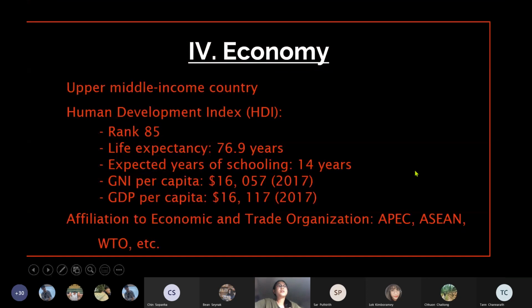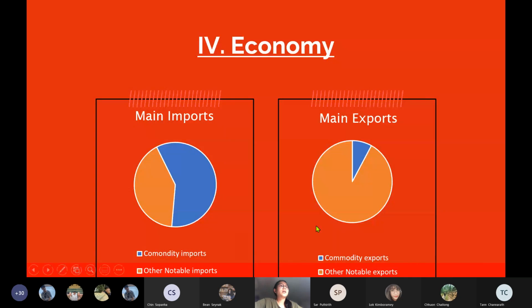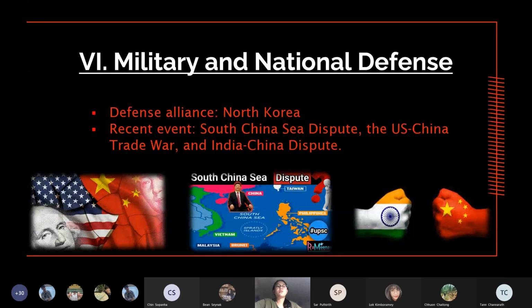Talking about the economy, China is an upper middle income country, and for the Human Development Index or HDI, China ranked 85, and life expectancy is 76.9 years. Expected years of schooling is 14 years, and GNI per capita is here, and GDP per capita is this amount. For affiliations to economic and trade organizations, China is a member of APEC, a dialogue partner of ASEAN, and also a partner of WHO. We made a pie chart about the main import and main export, and we can see the difference here.